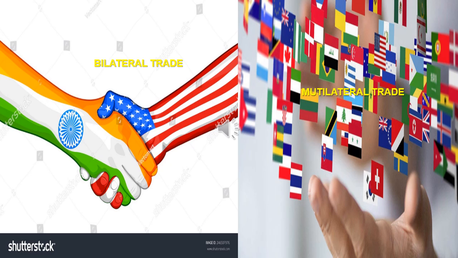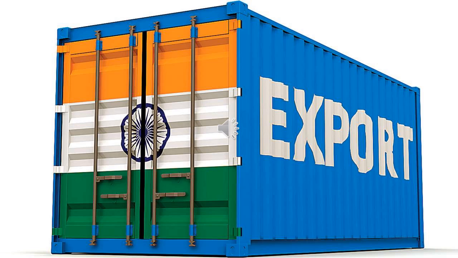If the trade is between more than two countries, it is called multilateral trade. For example, if India has trade contact with China, Japan, America and Russia, then it is called multilateral trade. So trade between two countries is bilateral, and between more than two countries is multilateral. Trade means exchange of goods, that is, export and import are involved in trade activities.